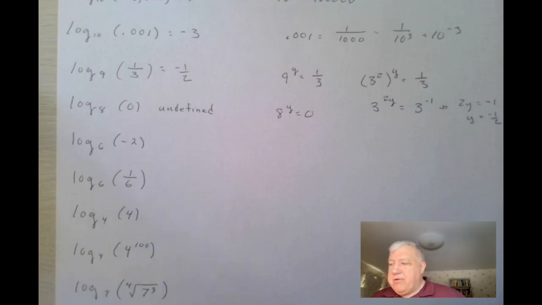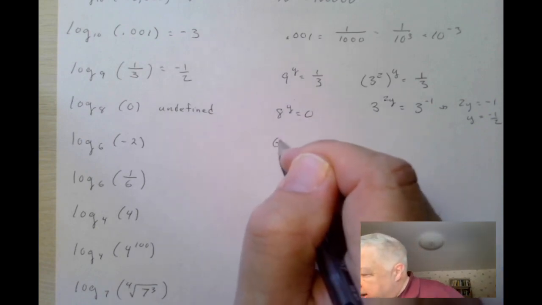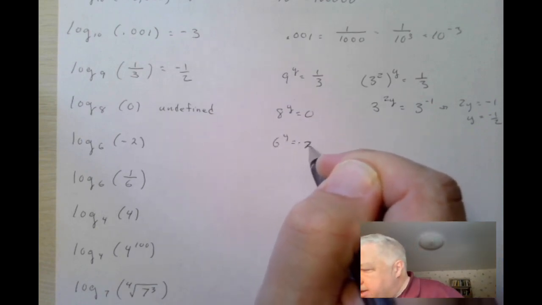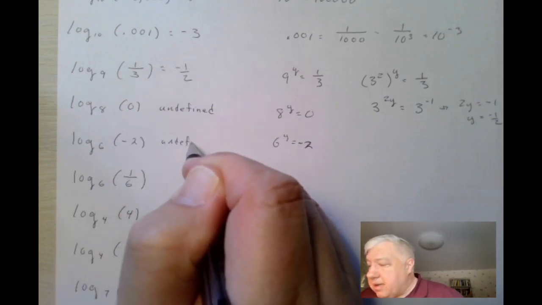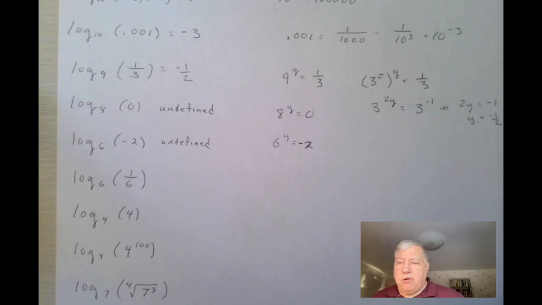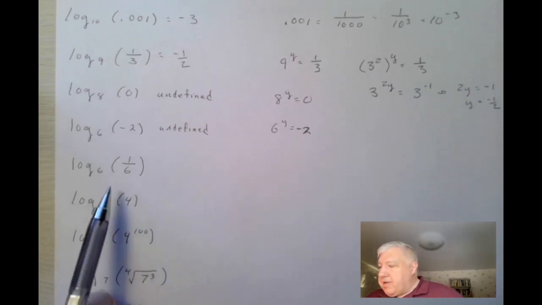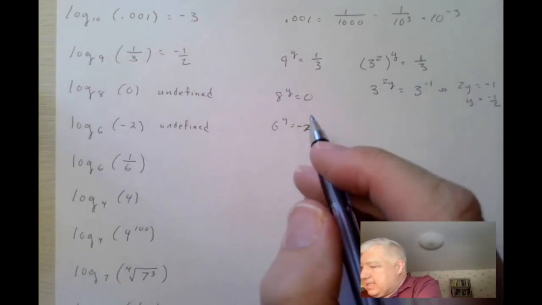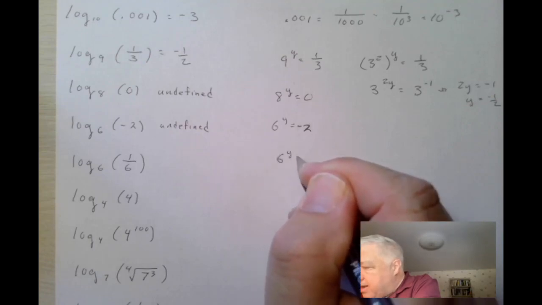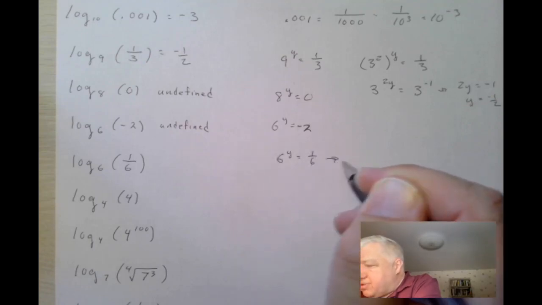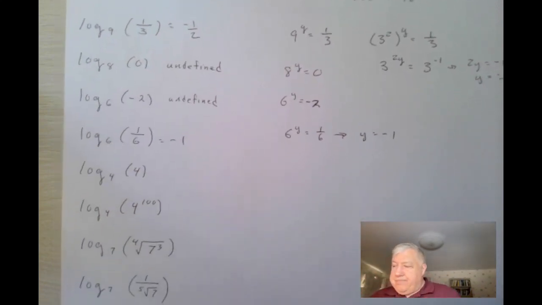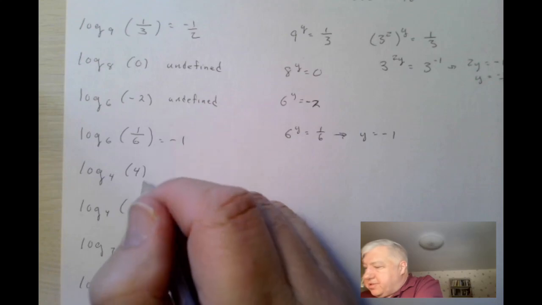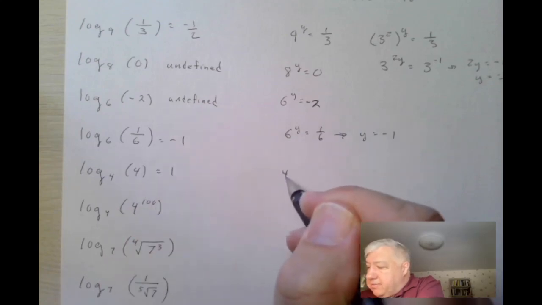If you put it in your calculator, you'll get an error message. Same thing happens if you enter the log of any negative number, right? 6 to the y equals negative 2. There's no solution to this, so this is undefined. So you can't take the log of 0 or a negative number. But you can take the log of 1/6. 1/6 to the y equals 1/6. The solution to that would be y equals negative 1. 4 to the 1st is 4, so this is 1.